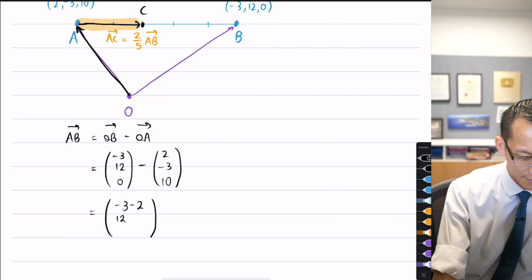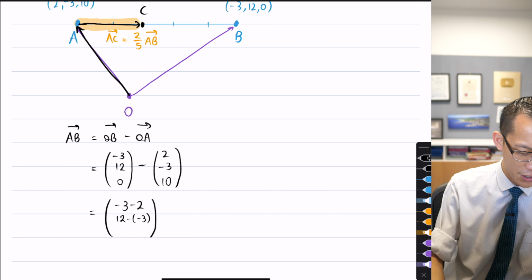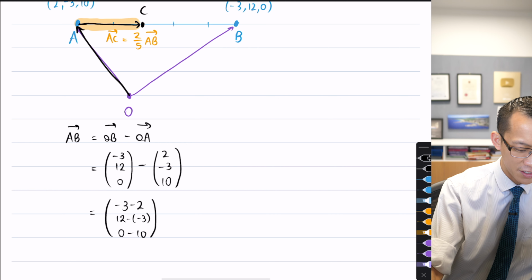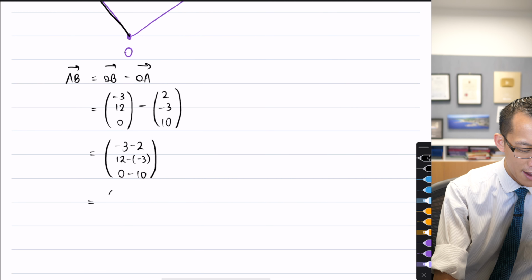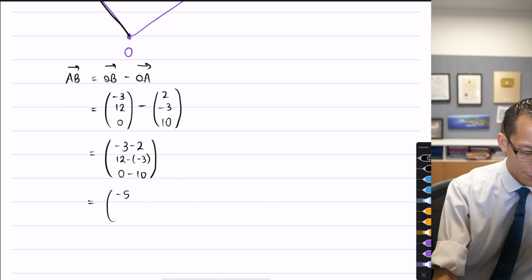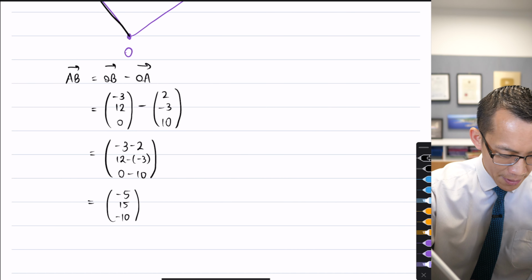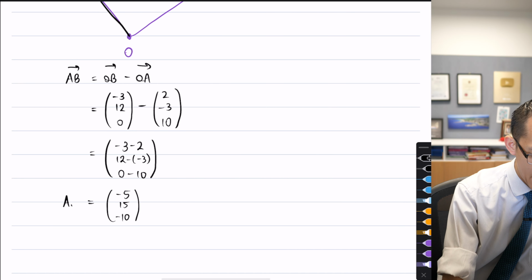12 take away negative 3. Take a negative 3, so we know that's going to become a plus in a minute. And then Ryan, do you want to finish this off? 0 minus 10. Excellent. Okay, so let's evaluate that now. You can see I'm going to get negative 5, that's going to be 15, and then lastly I get a negative 10.